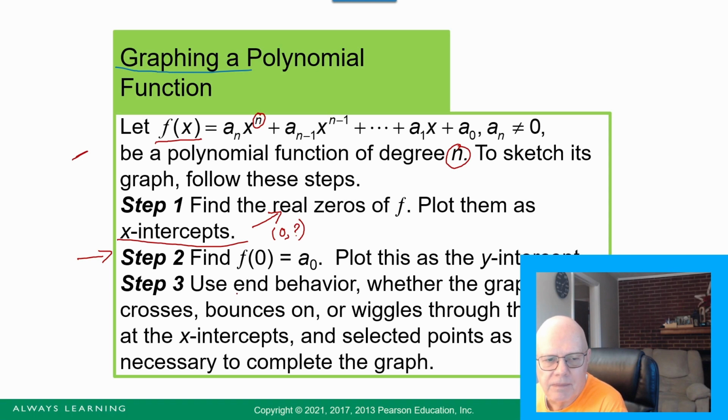Step 3, look at the end behavior. You can tell the end behavior by what you've got here. If this function is of even degree, you've got one situation, and it depends whether the leading coefficient is positive or negative. If it's odd, you've got a different situation, and the coefficient being positive or negative will change your graph.